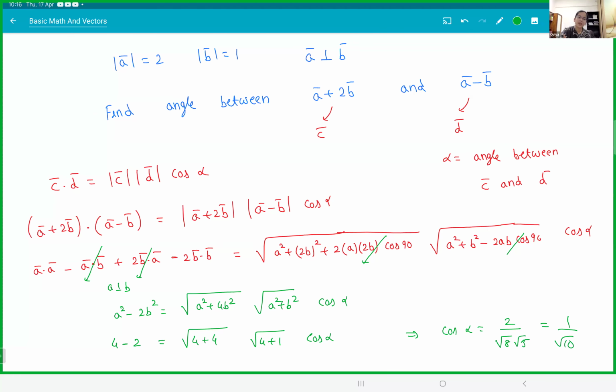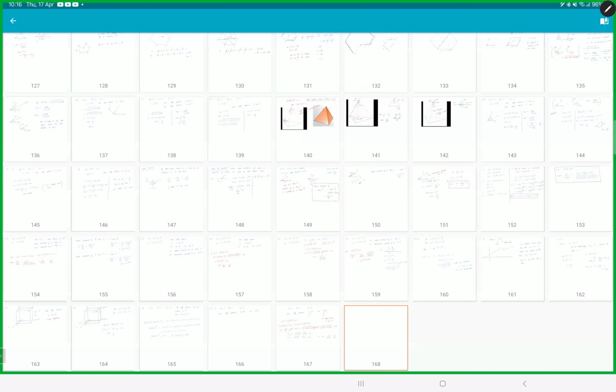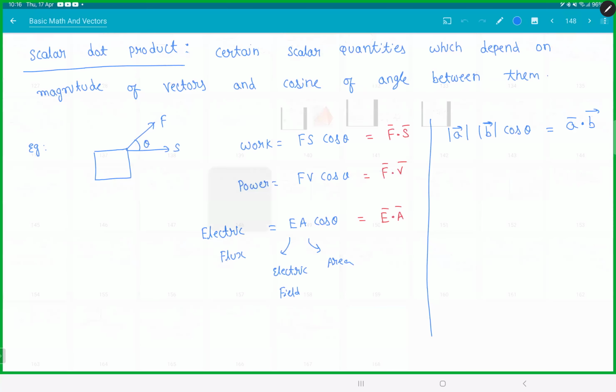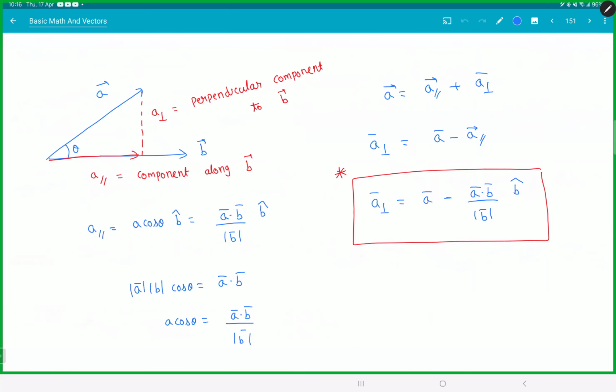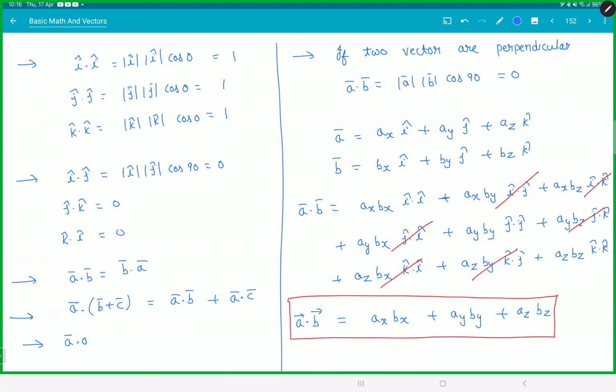Sir, how is a vector dot a vector a square? See, a bar dot a bar is what? Mod a, mod a, times cos of the angle between a bar and a bar, which is 0, giving a square. Is that clear? You can remember this: a bar dot a bar is nothing but mod a bar, mod a bar, and the angle between them is 0. This is a square. Clear? So keep that in mind.